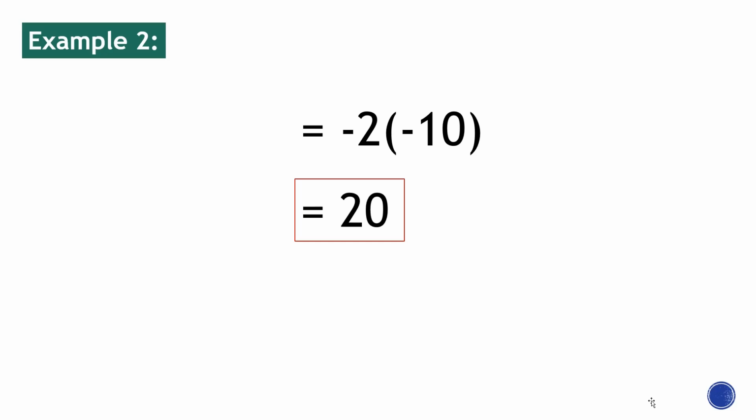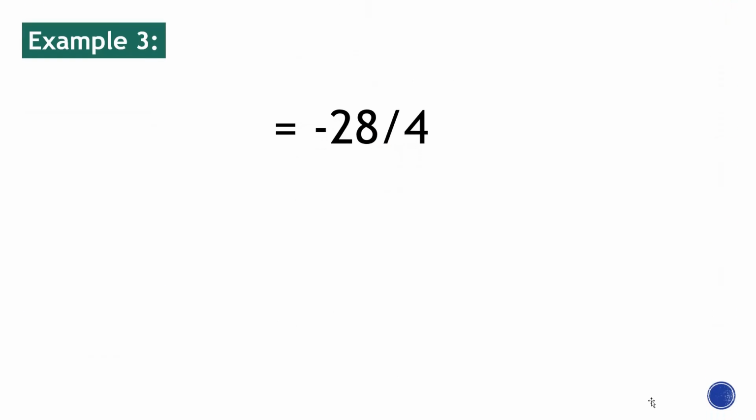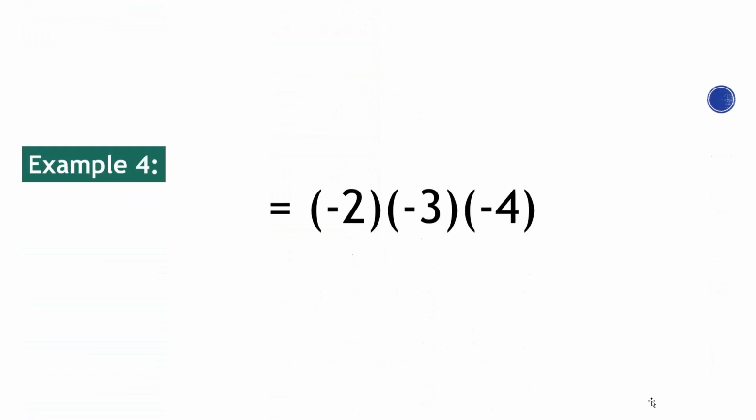Okay, let's go to the third one. So in algebra, that fraction bar means division. So here, this means negative 28 divided by 4, which is equal to negative 7. They have different signs, so negative divided by positive is negative.